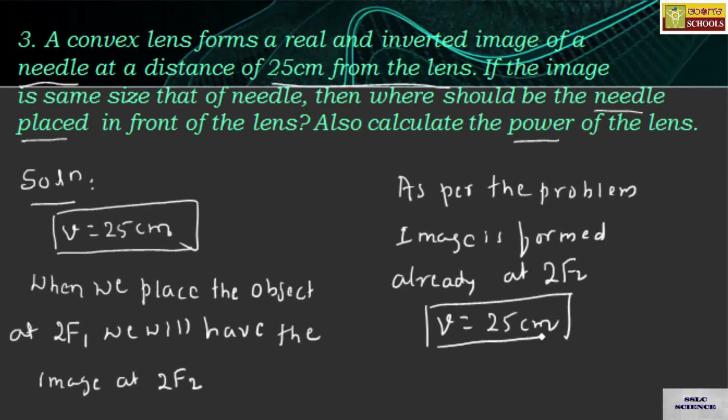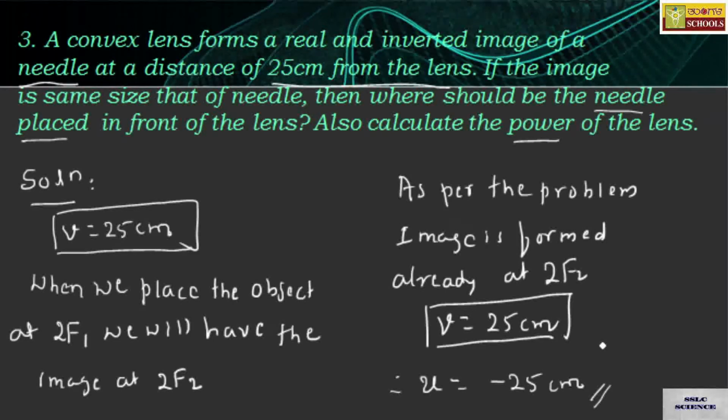So v is plus 25 centimeter, which is already mentioned as per the problem. Once you have the image at 2f2, the object will have the same size, and hence you can write u is equal to minus 25. Why minus? The object is kept on the left hand side of the optic center, therefore u is taken as minus 25 centimeter. I hope you understood this part of the problem, right?